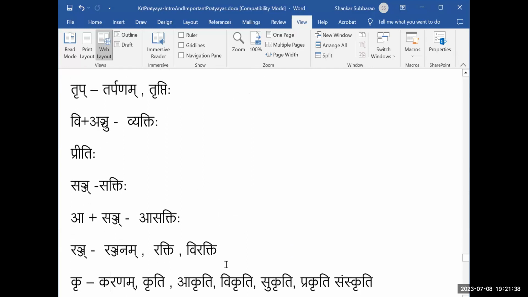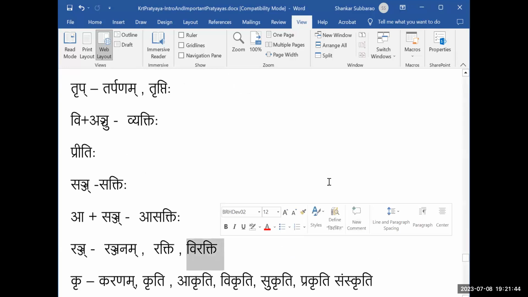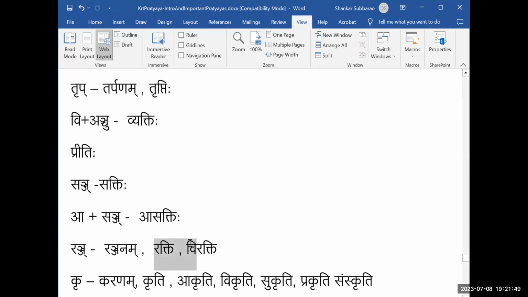Ranj, to color, rage. What do we get? Ranjanam, raktihi. Similarly, you get viraktihi. Okay? What is rakti? Your mind is colored. The coloration is called rakti. Virakti is when the color is removed. Viraga.